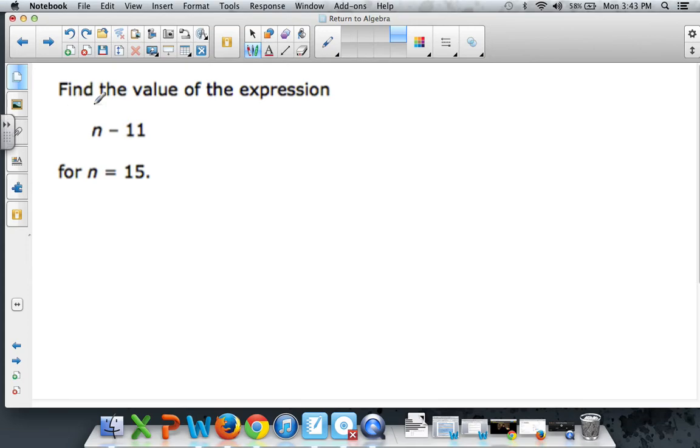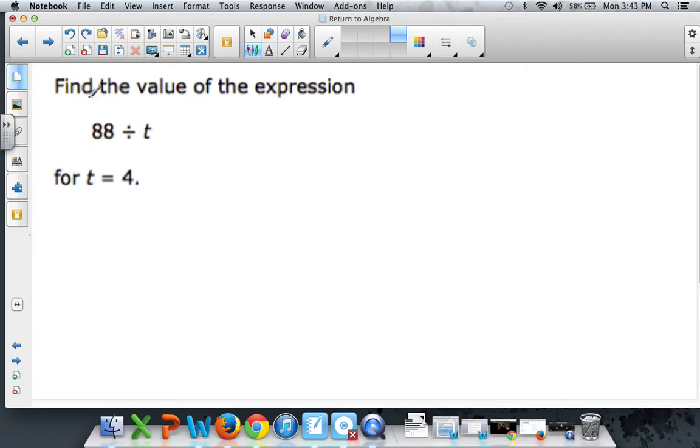Find the value of the expression. All right, let's keep plugging stuff in. It's even easier in this case. N is 15. Put in a 15 for that n. 15 minus 11. Take your time, make sure you get it right. That's 4. Let's keep going.